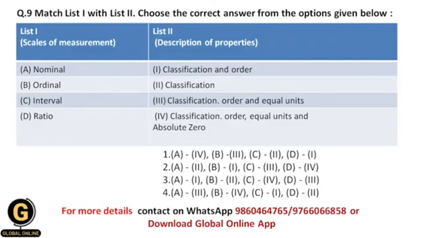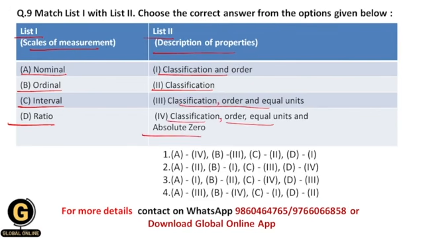Next is, now here they have given you list 1 and list 2, and you need to match list 1 with list 2. So within list 1 they have given you different scales of measurement, and within list 2 they have given the description of their properties. So scales of measurement include nominal, ordinal, interval, and ratio, and the description of properties includes classification and order, classification, order, and equal units, classification, order, equal units, and absolute zero.